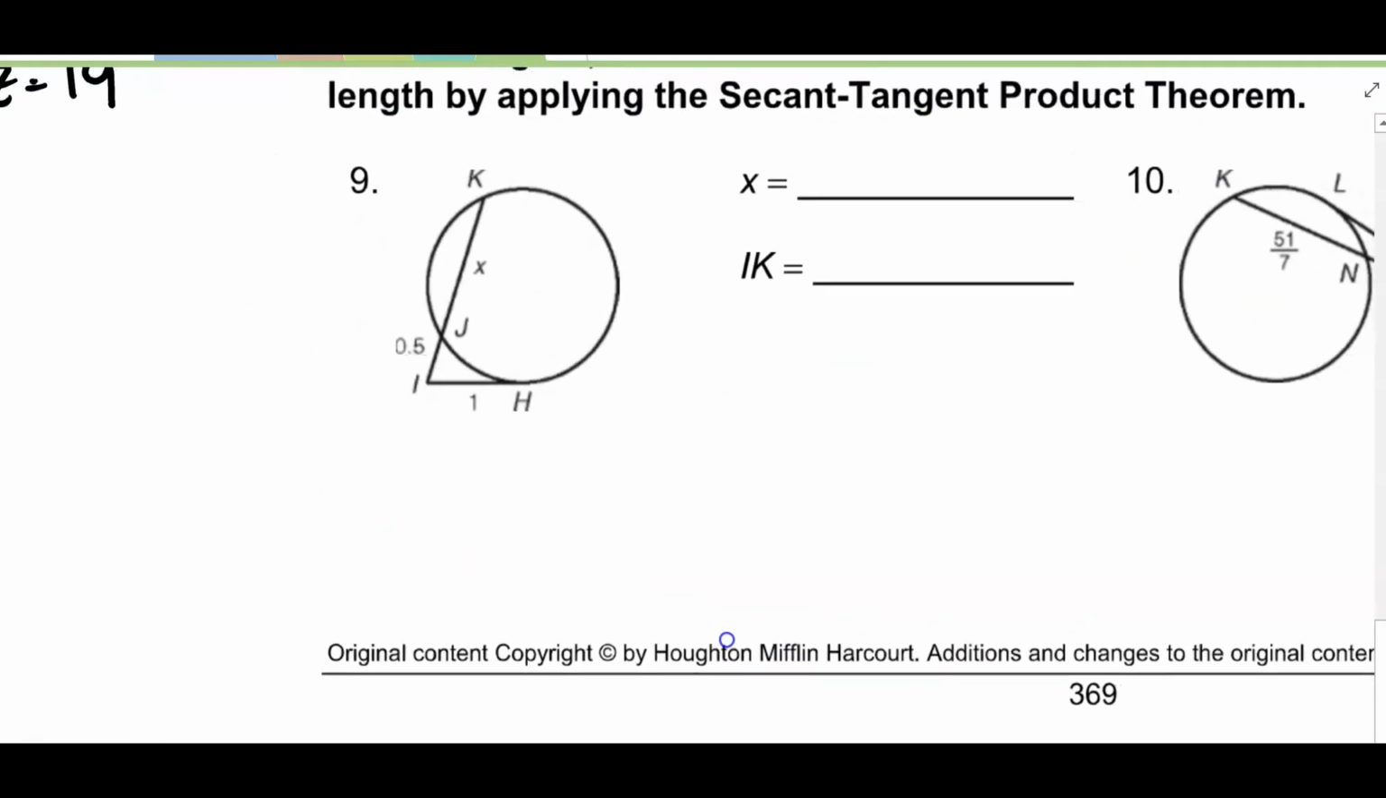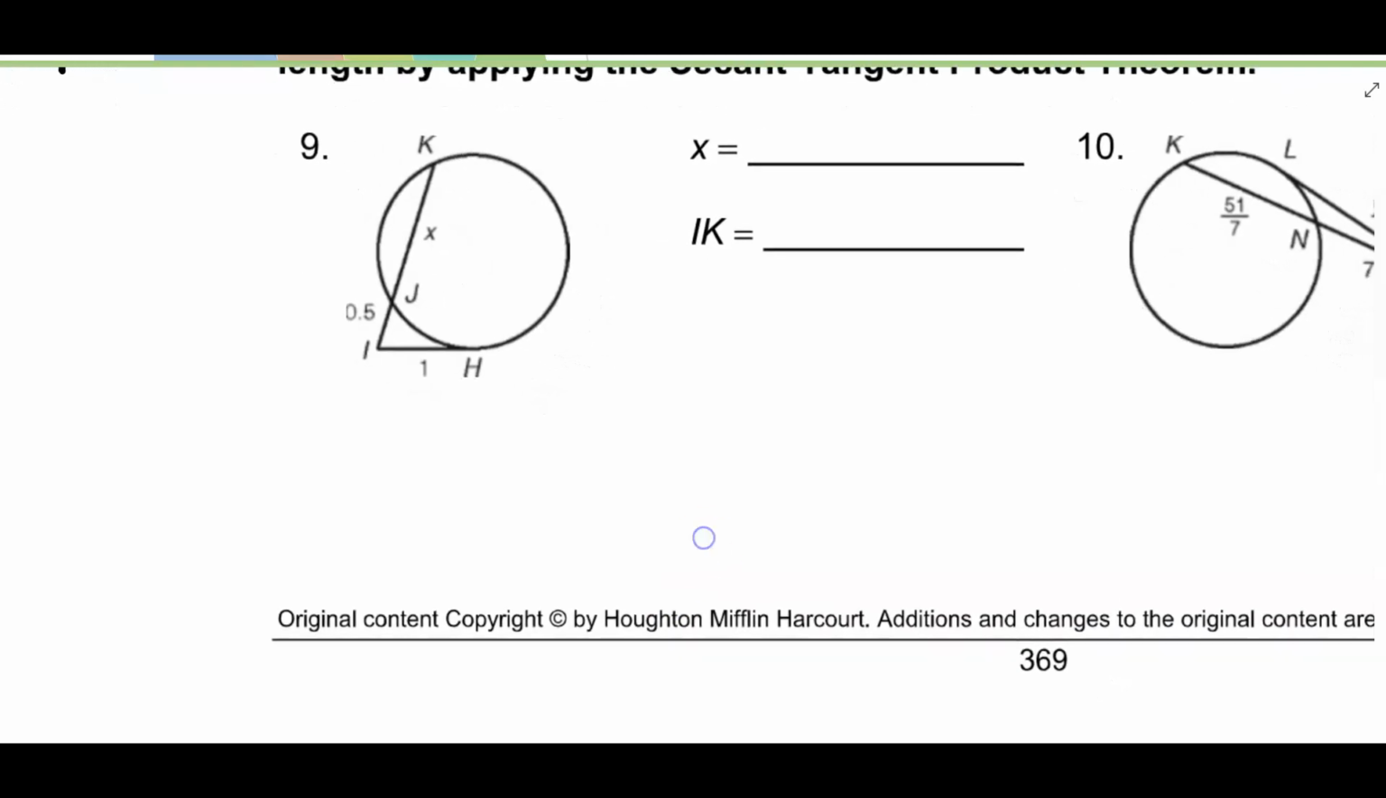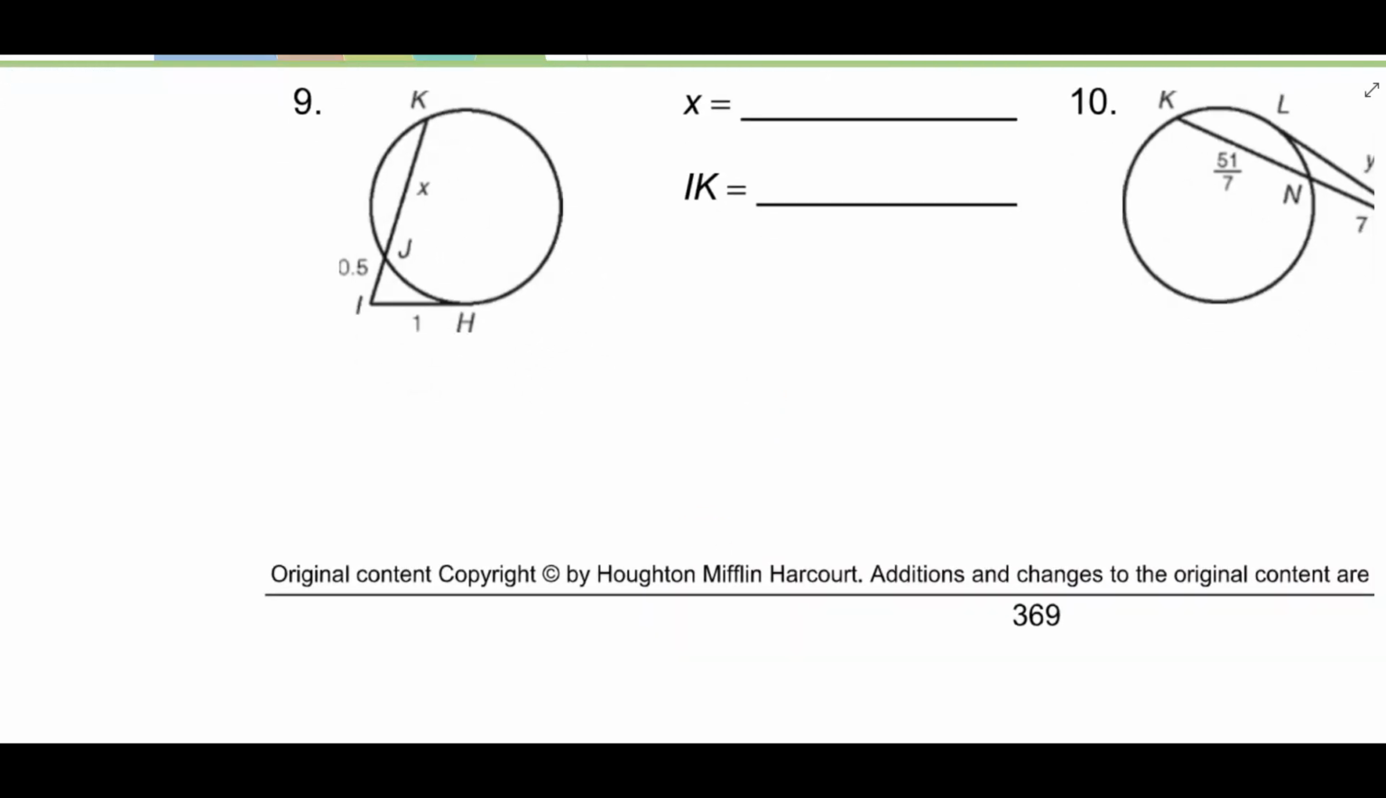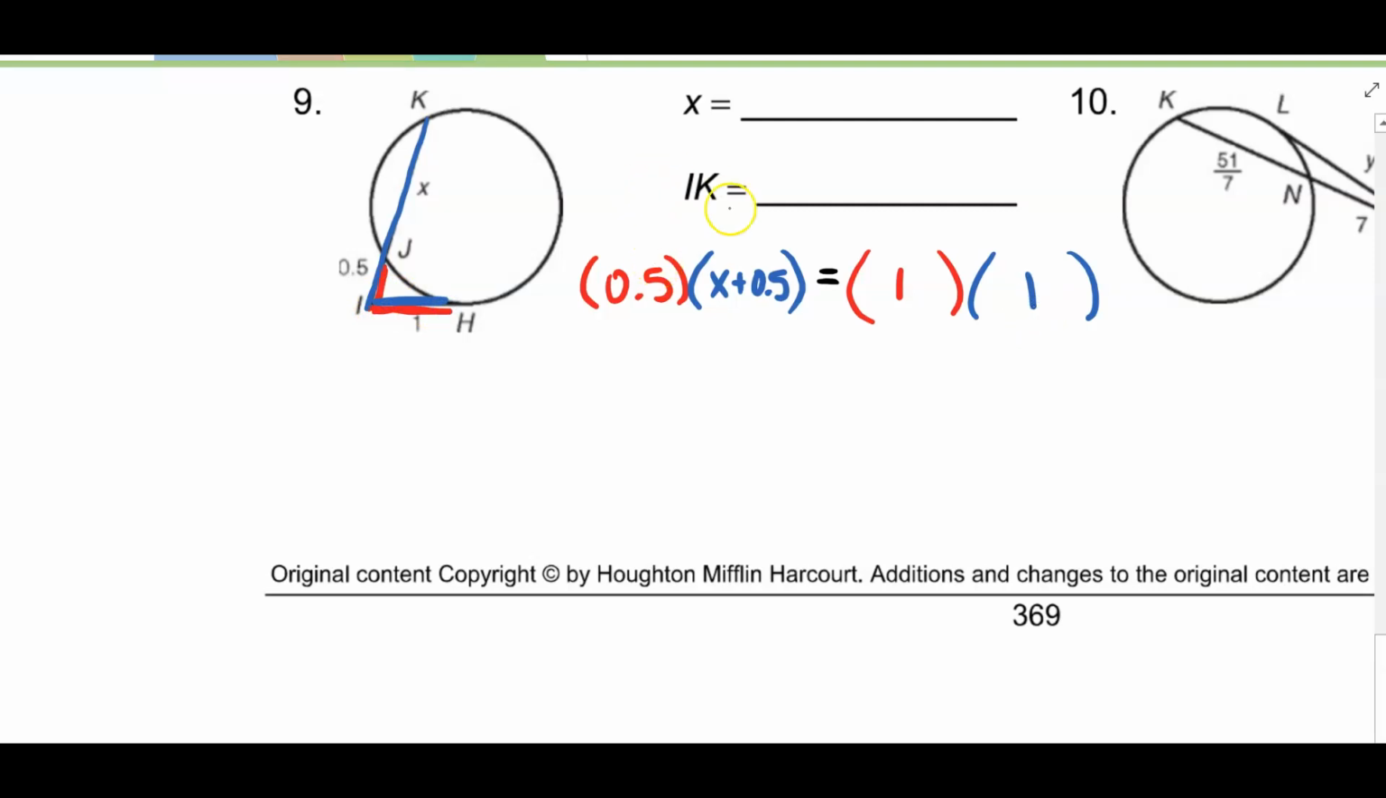Okay, these last two questions, same kind of idea, although it's using a different type of line. We can still use outside times whole equals outside times whole. This outside is 0.5, and then the whole is 0.5 plus x, or x plus 0.5. Now on the other side, don't overthink it. The outside is 1, sure, and then technically the whole is also 1. It stops right there. So what we really have, if I distribute, is I have 0.5x plus 0.25 equals 1.